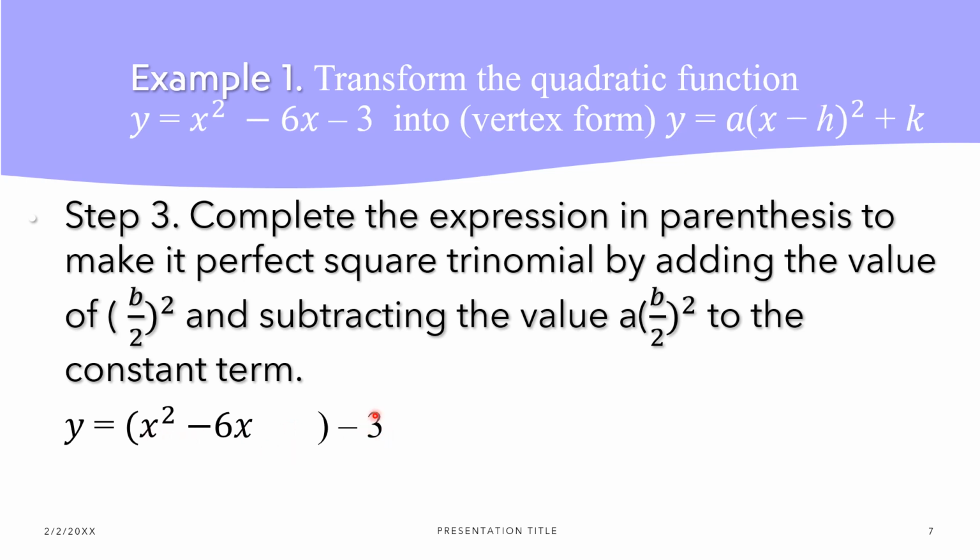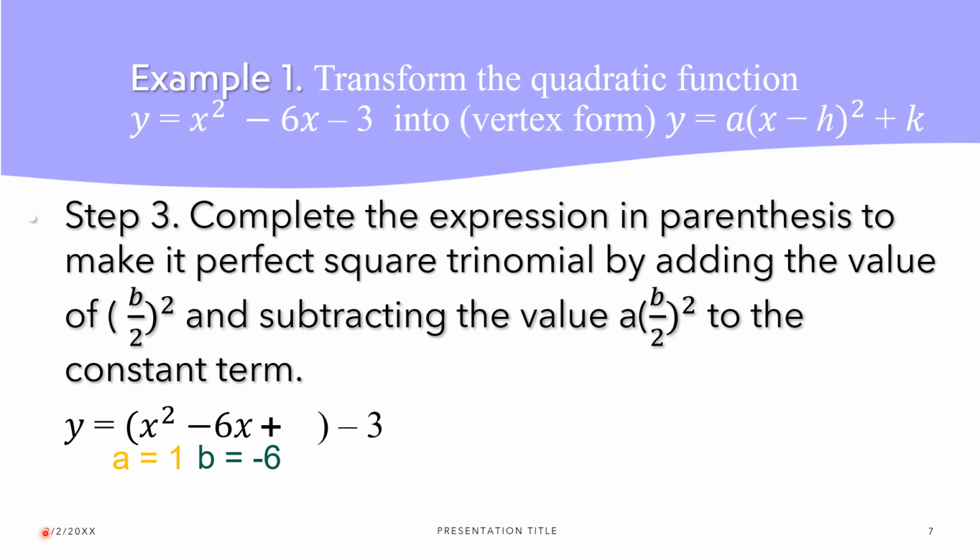Then, dito naman po sa labas na ito, magma-minus tayo ng product ng a at ng square of b over 2. So, ang gagawin natin para magawa yon, kukunin natin yung a at saka yung b. So, dito po tayo kukuha ng a at b. So, ang a natin is 1, ang b natin is negative 6. So, yung a natin yung nasa labas. So, 1 po yan. Then, yung b natin, ito pong numerical coefficient of x, which is negative 6.